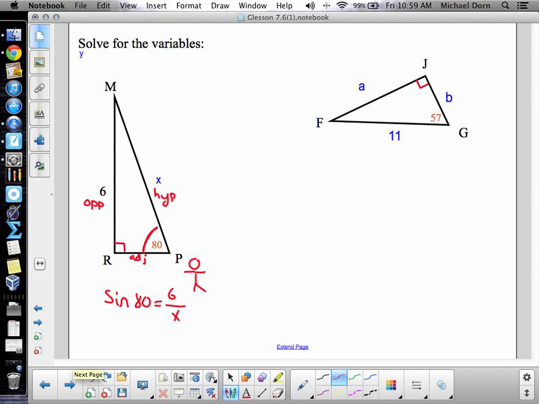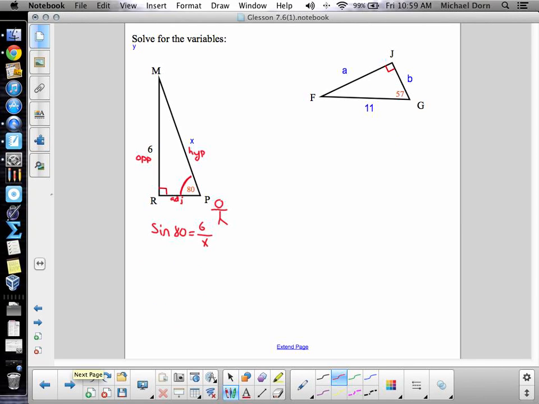Oh dear, my x is in the denominator. What am I going to do? Switch. When x is in the denominator, we switch. So x is 6 divided by sine 80. And what do we get for that? 6.1. Okay, sounds about right. It has to be longer than 6. It's the hypotenuse.